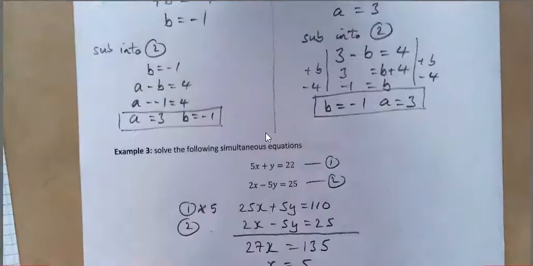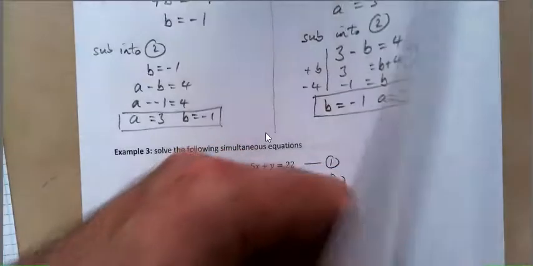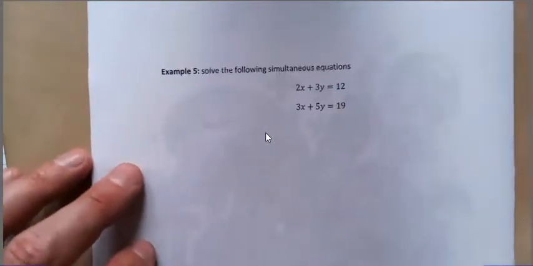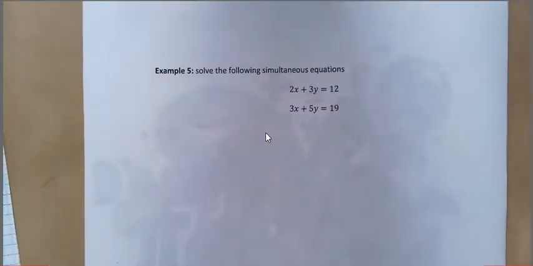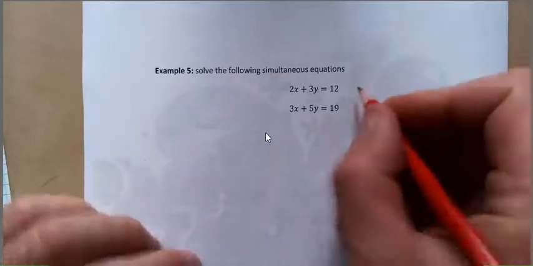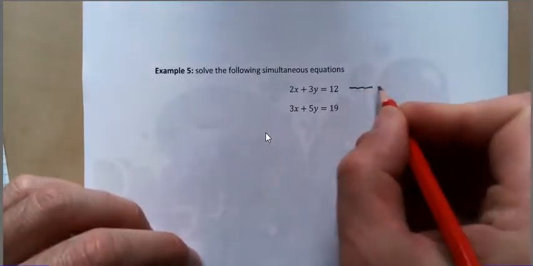As I said, I couldn't get example 4 to work, so we're just going to leave it out for the minute, and your teacher will maybe give you a different one or something like that. Finally, we're going to do example 5. Let's see how we go with it. As ever, we number them 1 and 2.